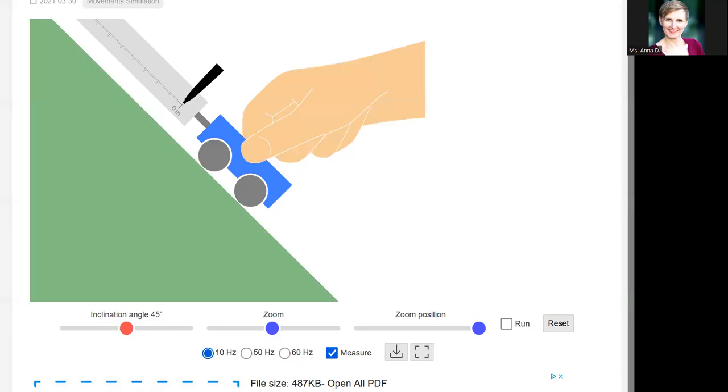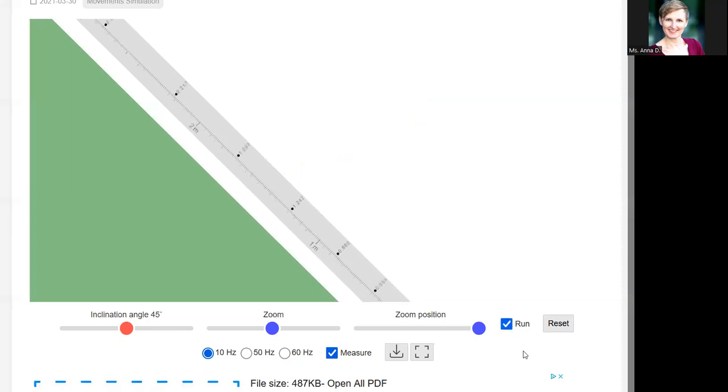This recording is for my grade 11 students. We will talk about using online ticker timer simulation. I currently have inclination angle set at 45 degrees. Frequency of the timer is at 10 Hertz. And I'm going to run the timer.